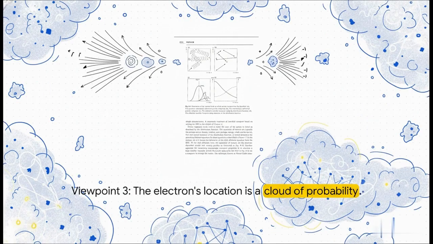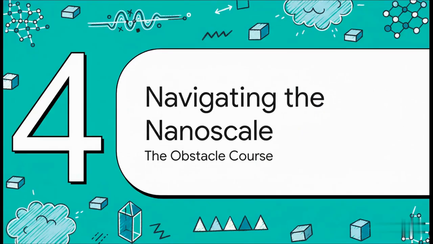So you've got this wave, you've got this scattering particle. What does that even mean? Well, our third viewpoint sort of combines the two. Because it's both things at once, you can never actually know exactly where the electron is. It's a bit spooky. All you have is this cloud of probability, just a mathematical description of where it's most likely to be.